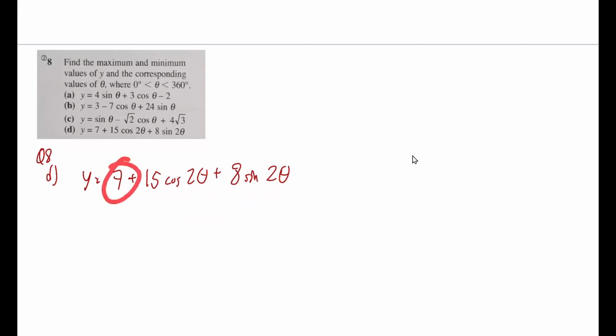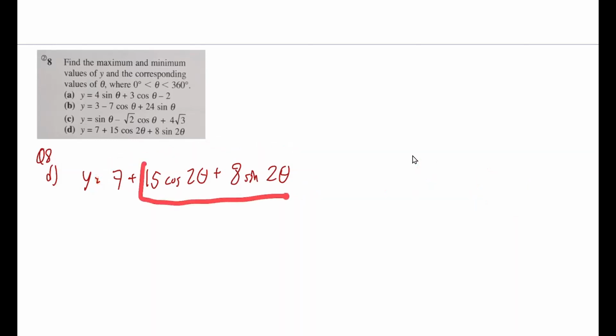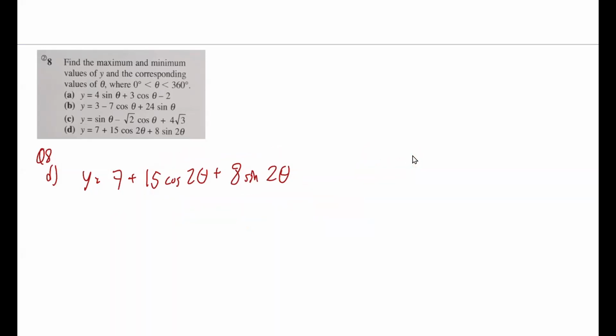But the plus 7, can we do anything to it? Do we let the entire thing equal R sine something or cosine, whatever? Or do we only focus on the last 2 terms? There are 3 terms here, to be replaced with R times sine. All 3 or only the last 2? The 3. All 3 are the wrong option.